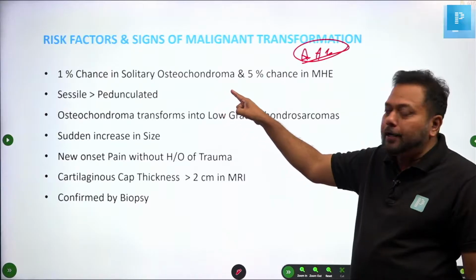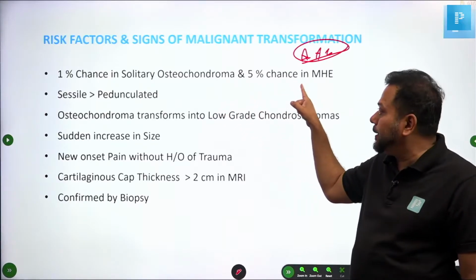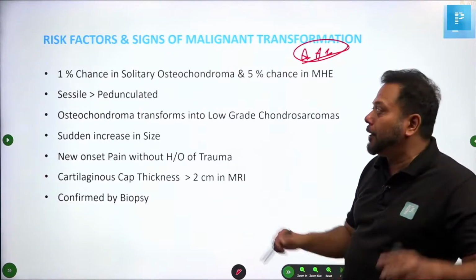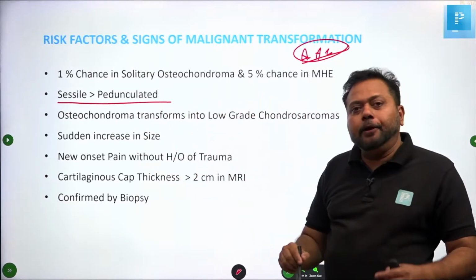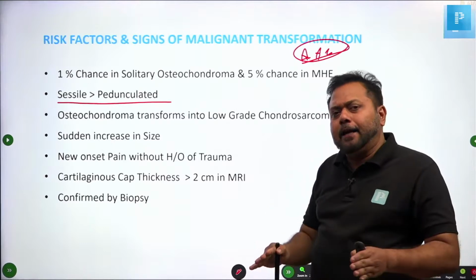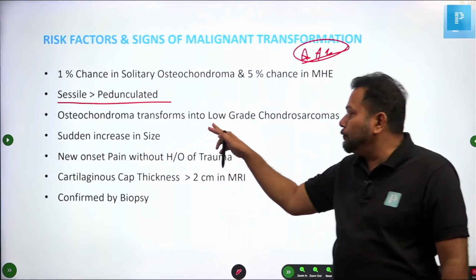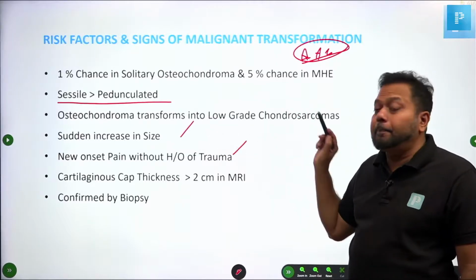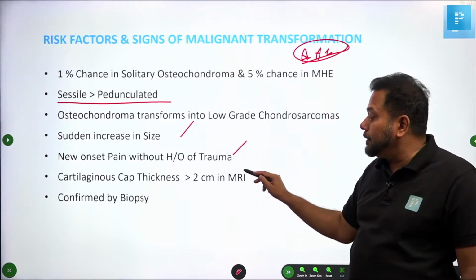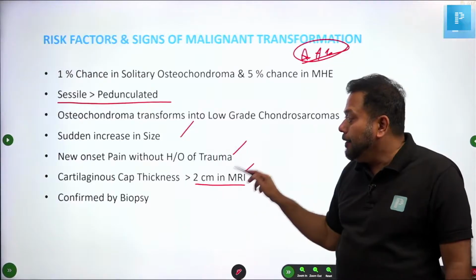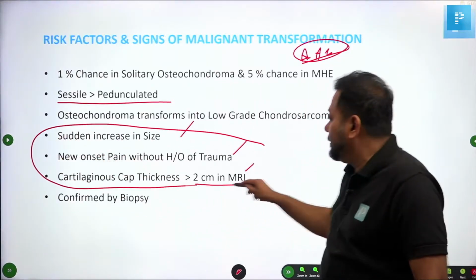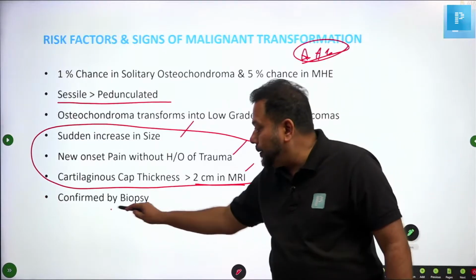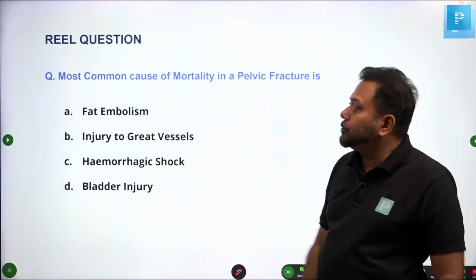1% chance in solitary osteochondroma, 5% in hereditary multiple exostosis. Sessile type is more prone for malignancy than pedunculated type. In my main video I had taken this in detail with animation. Osteochondroma transforms into low-grade chondrosarcoma. Sudden increase in size, new onset pain without trauma, and cartilaginous cap thickness more than 2 centimeters on MRI. These three are golden signs of malignant transformation, and it is always confirmed only by biopsy. We'll move on to the next question.